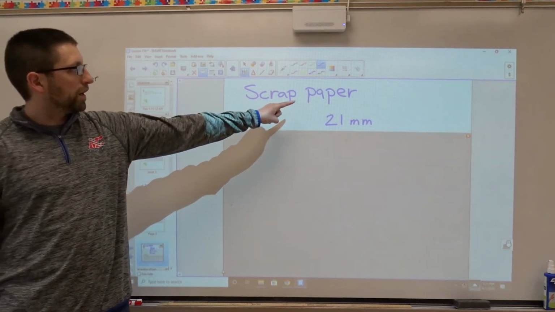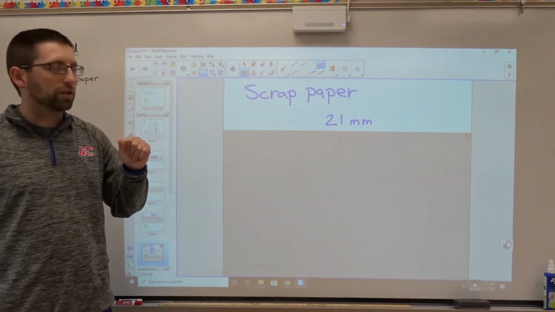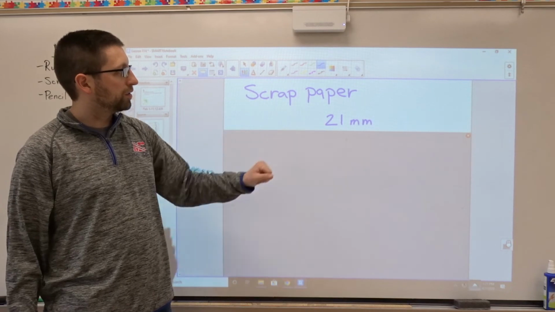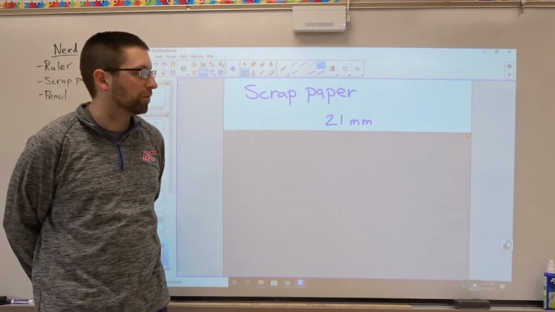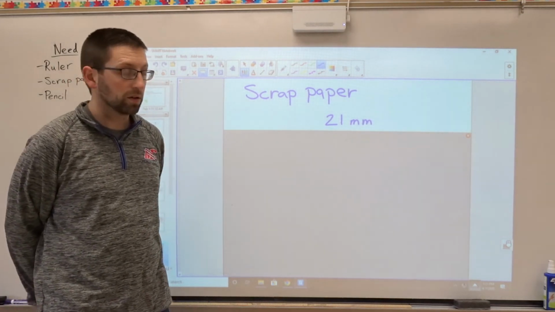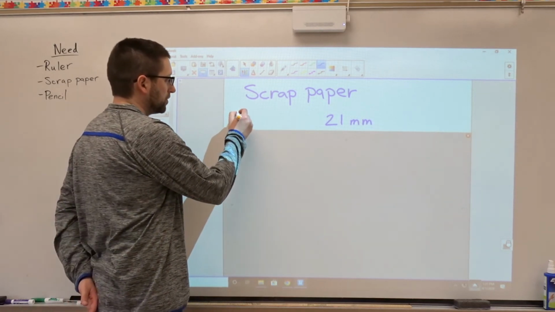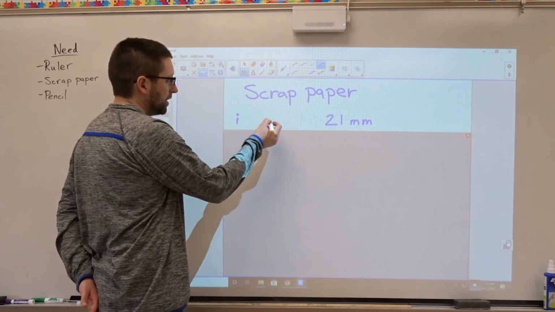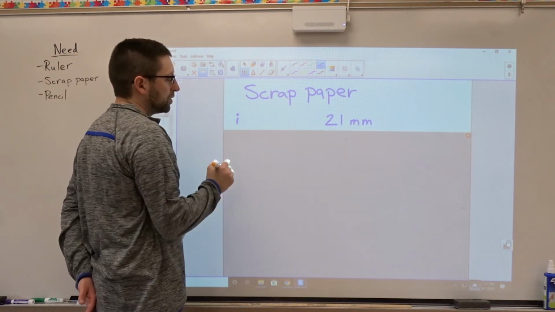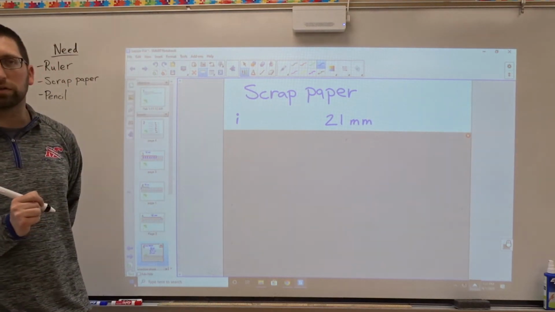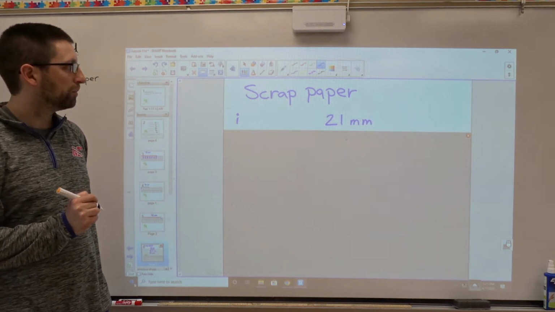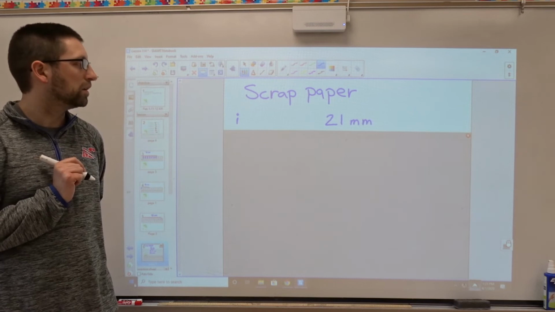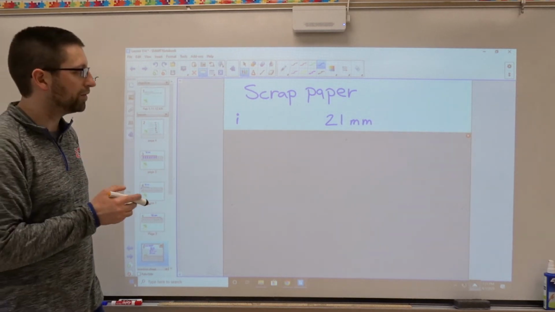So it's time for that piece of scrap paper that I told you to grab beforehand. On your scrap paper, I want you to draw a 21 millimeter line segment. When you do this, make sure you put a starting spot, put your end of your ruler right there, and then measure to 21 millimeters using your ruler. If you need time to do that right now, hit pause and then hit play again, and then I'll have you do the next one.